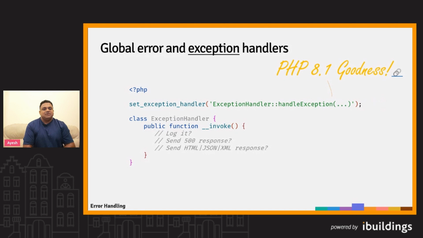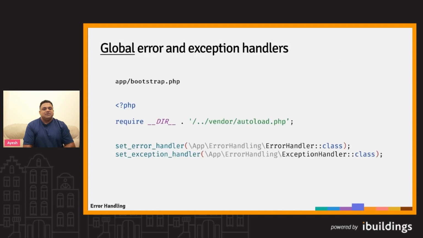So this is a nicer way of handling exceptions. And in PHP 8.1, we also have first-class callable syntax. First-class callable syntax. So it looks kind of nicer. I just wanted to include it because I'm very excited about this feature in 8.1. So in the same bootstrap.php file, we will register these global error handlers.